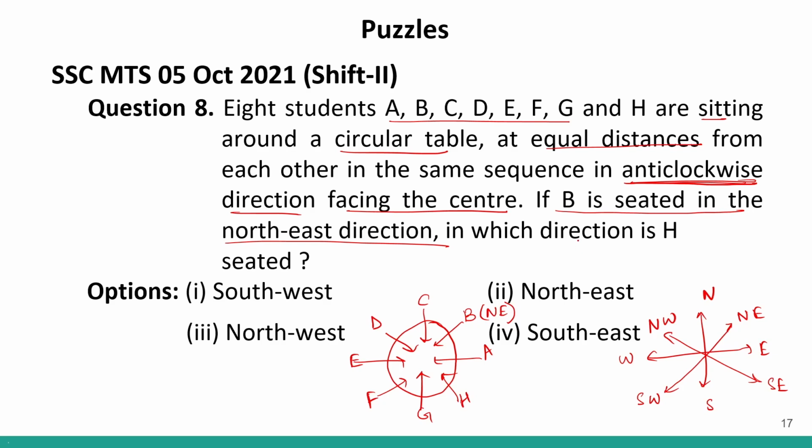So we have to find out the direction of H. So if this is northeast, this will be east. And if this is east, this will be southeast. So H will be in the southeast direction. Option number 4 says southeast. So this will be the correct answer.